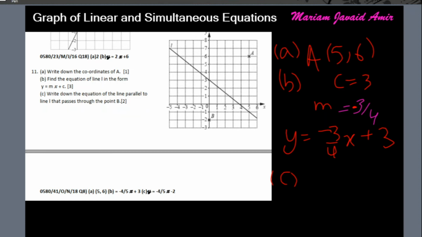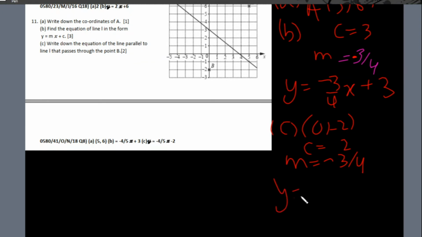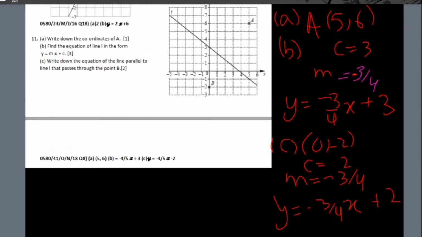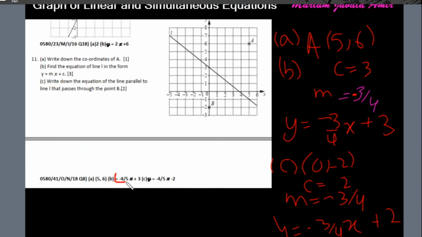Then part C is write down the equation of the line parallel to line N which passes through the point B. So where is the point B? B is the point (0, -2). So now c is minus 2 and the slope is the same as the previous part, minus 3 over 4. So the answer is y equals minus 3 over 4 x plus 2. Alright, so I think the answers here that I've copied from the marking scheme are wrong.